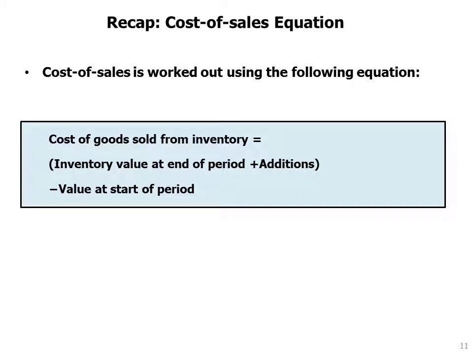And a quick recap of the cost of sales equation. So cost of sales is worked out using the following equation: cost of goods sold from inventory equals inventory value at the end of the period plus the cost of additions minus the value of the inventory at the start of the period.